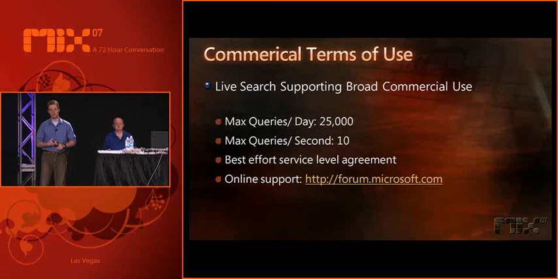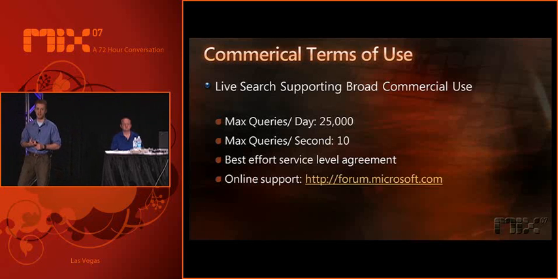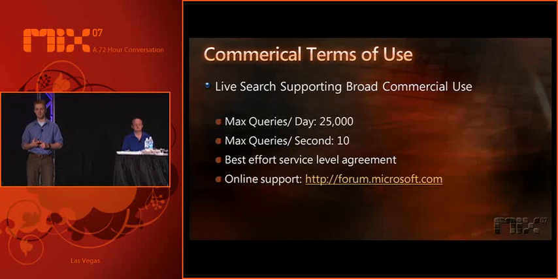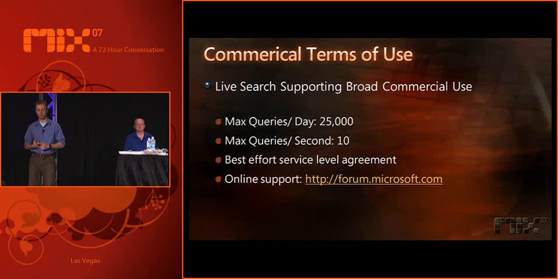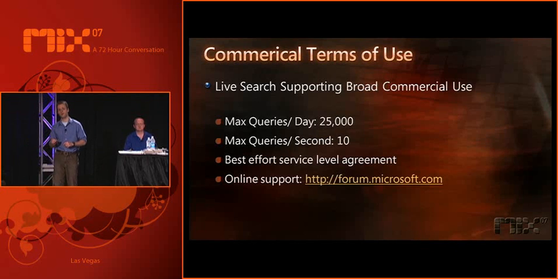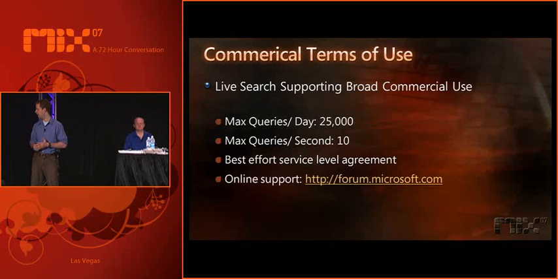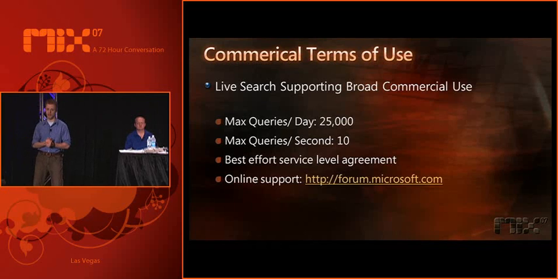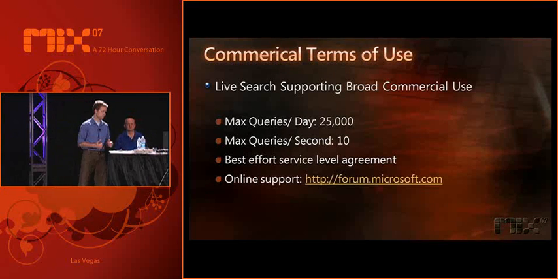We've also upped the maximum query allotment per day from 5,000 to 25,000, which is much, much higher than Yahoo and Google, which are 5,000 and 1,000 respectively. We still throttle the queries at 10 queries per second to make sure that we're not getting any denial of service attacks. We also don't offer an enterprise-level service agreement for this offering. And online support is available at Microsoft Forums.